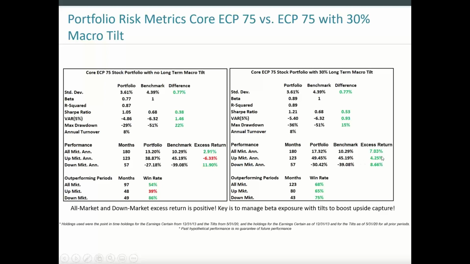Now we bring the upmarket returns positive. You can see that here: 123 months now goes to positive 4.25. So you've still got a winning strategy in core, because over the prior 180 months, the excess return's been almost 3%. But when you use it with the long-term macro tilts, you can get excess return of 7% over the prior 180 months. These are actual returns.